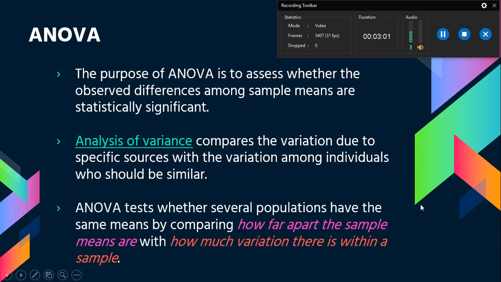When we examine the ANOVA test, we'll have several different population means present. So we'll be looking at how far apart the sample means are from each other and how much variation exists within a sample itself.